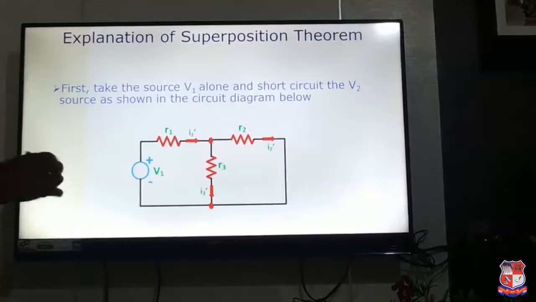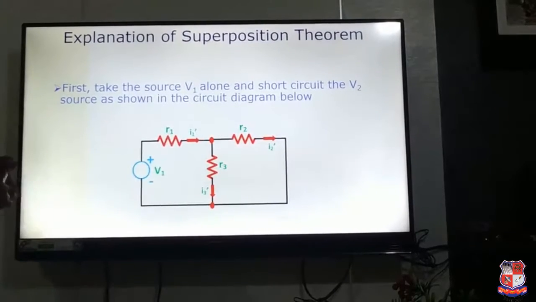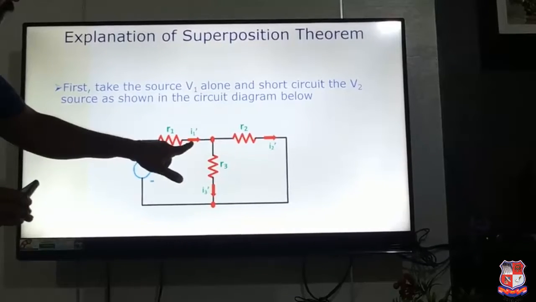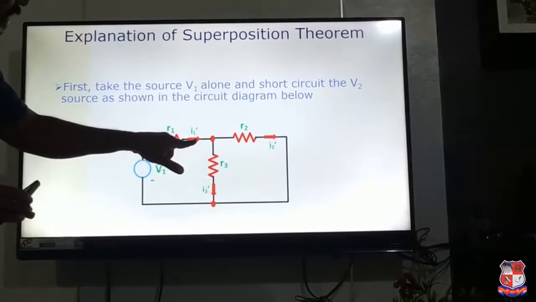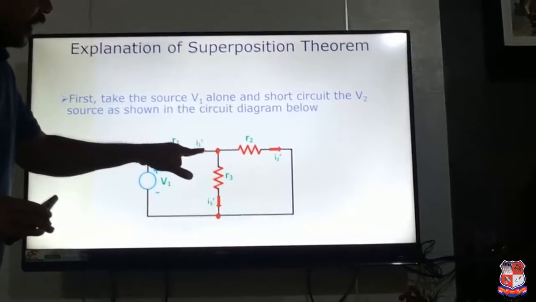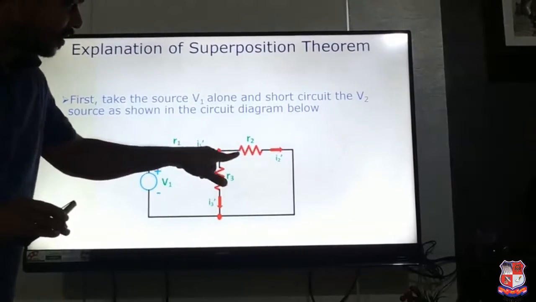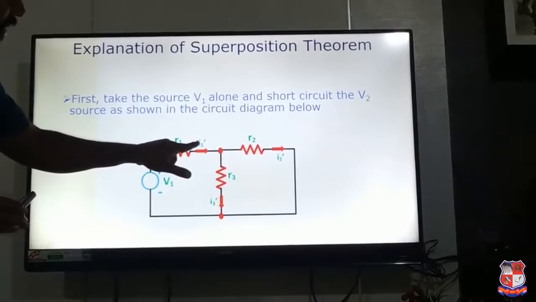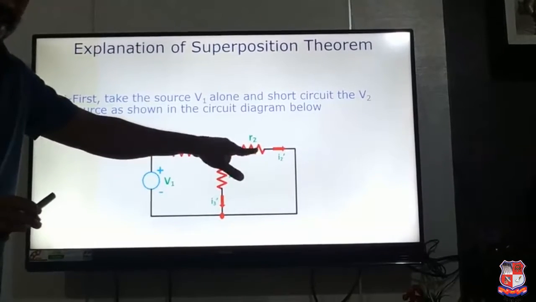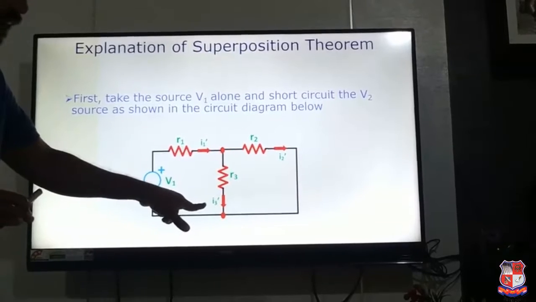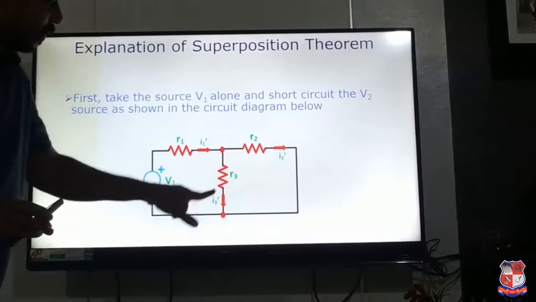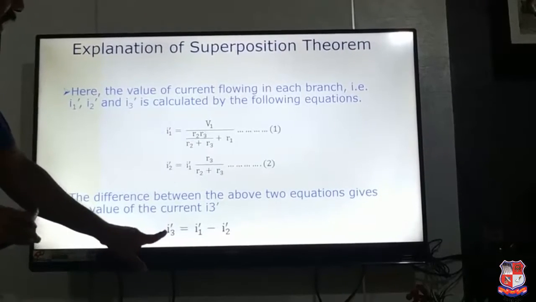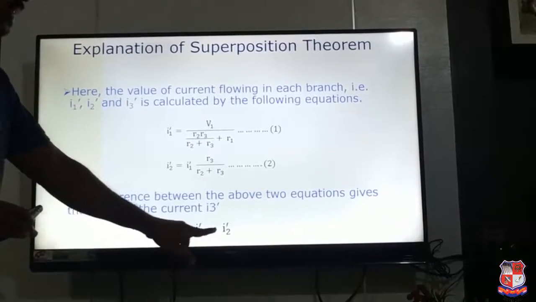Now from this circuit, if we want to calculate I3 dash, how can we calculate it? This is the total current I1 dash. Now this I1 dash is divided into two parts, I2 dash as well as I3 dash. So we can write that I1 dash is equal to I2 dash plus I3 dash. So I3 dash is equal to I1 dash minus I2 dash.